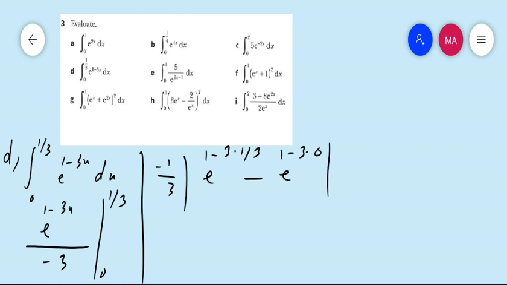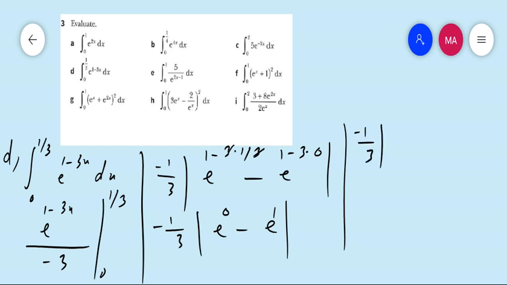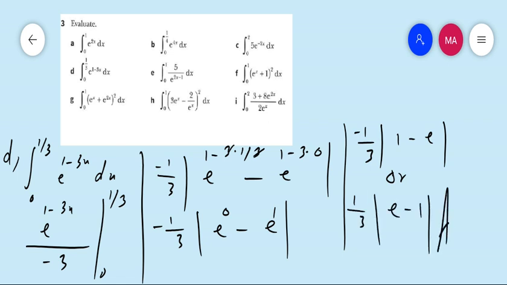Upper limit is 1 upon 3, lower limit is 0. So minus 1 upon 3, e^(3 cancel by 3, 1 minus 1) is 0. e^(3 into 0) is 0, 1 minus 0 is 1. So minus 1 upon 3, e^0 is 1, minus e^1. So 1 upon 3, 1 minus e, or you may write, multiply minus sign to the bracket, it will be 1 upon 3, minus e becomes plus e, plus 1 becomes minus 1, answer.